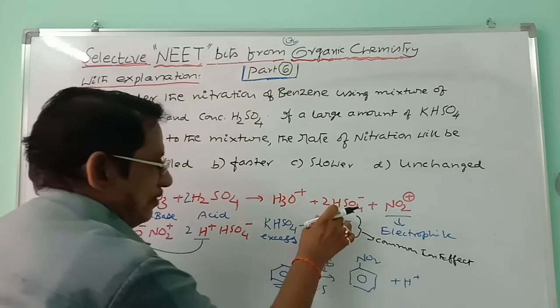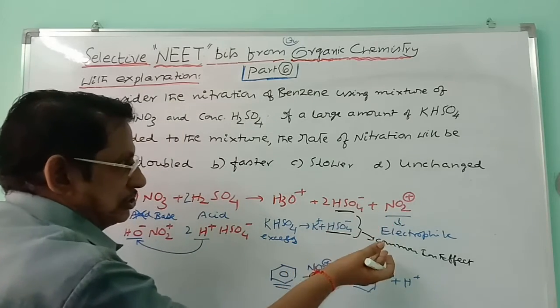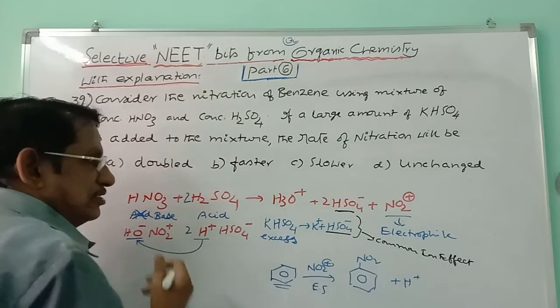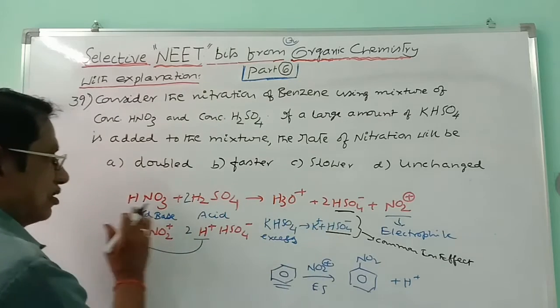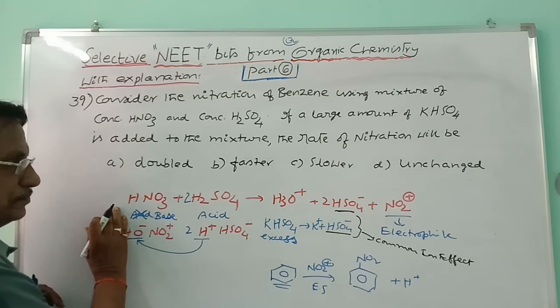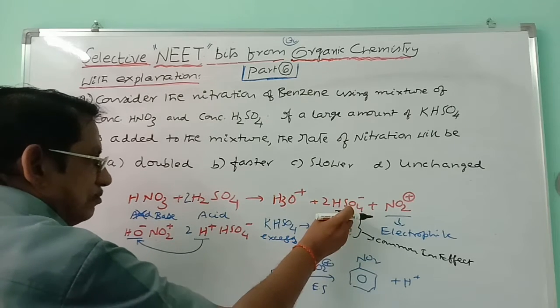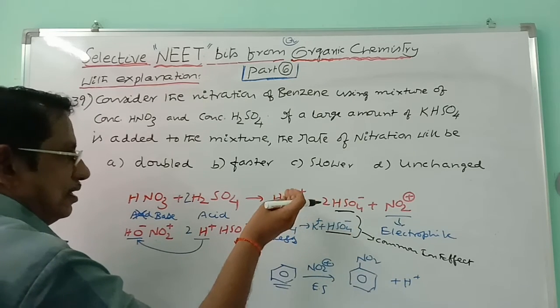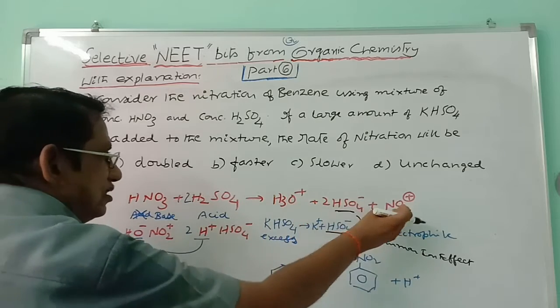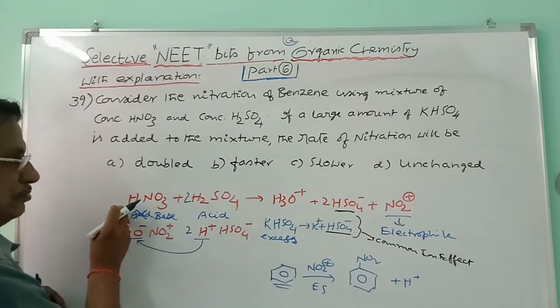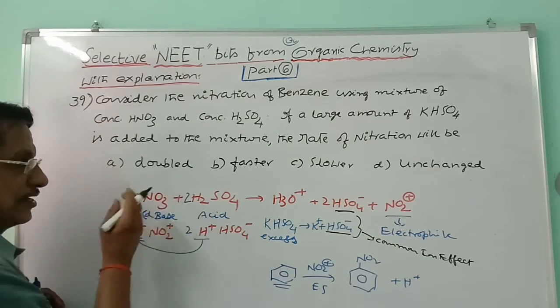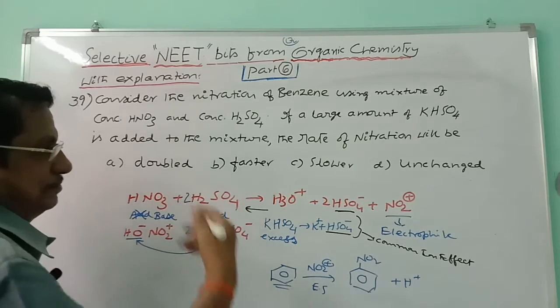Due to the common ion effect, as the product concentration is increased, the rate of backward reaction is increased, and so it will be converted back into the reactants. So, when in the presence of excess of HSO4 minus, this will combine with H3O plus or NO2 plus, giving back H2SO4 and HNO3. Backward reaction is encouraged here.